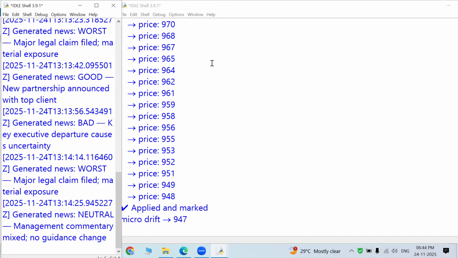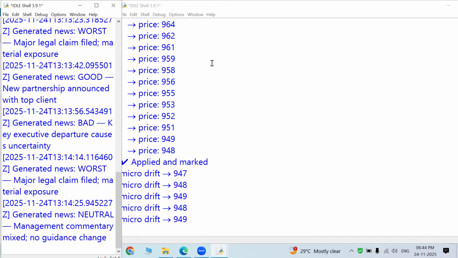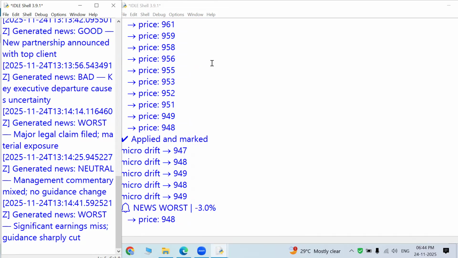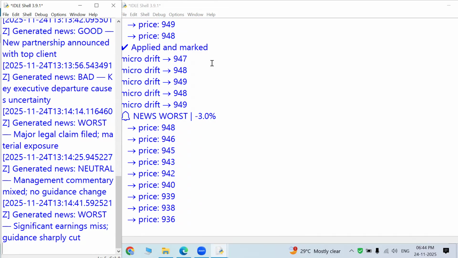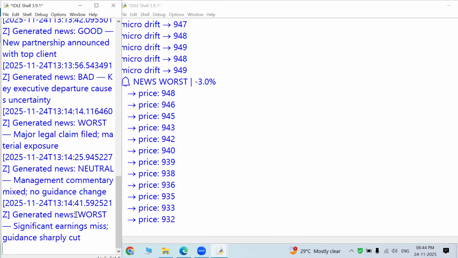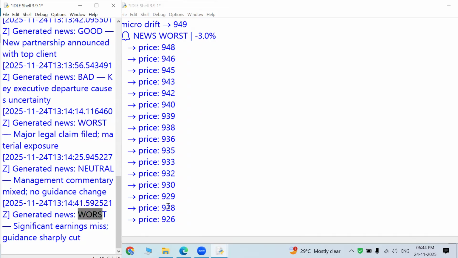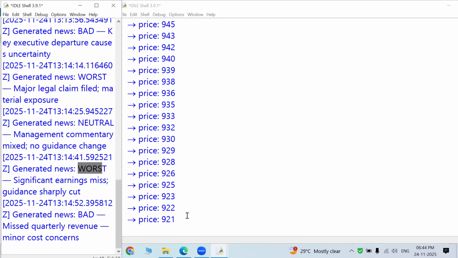Okay, neutral news has come. The market is not going to behave on neutral news. It will take a small drift, small up and down movement based on supply and demand, because the news is neutral. Okay, worse news has again come. I hope you can see what is happening. The market is behaving with this worse news.